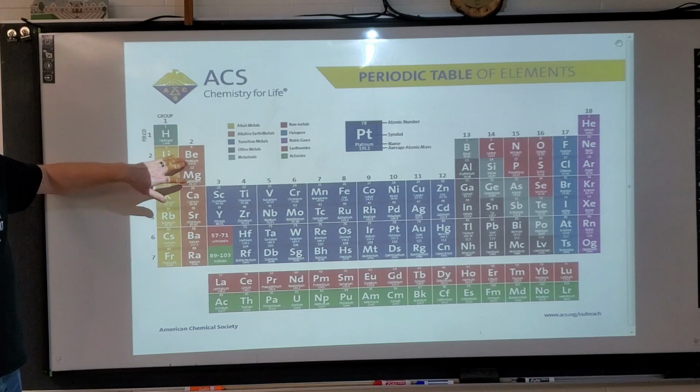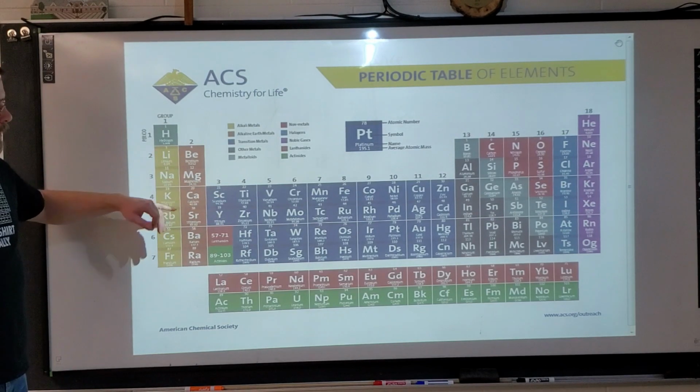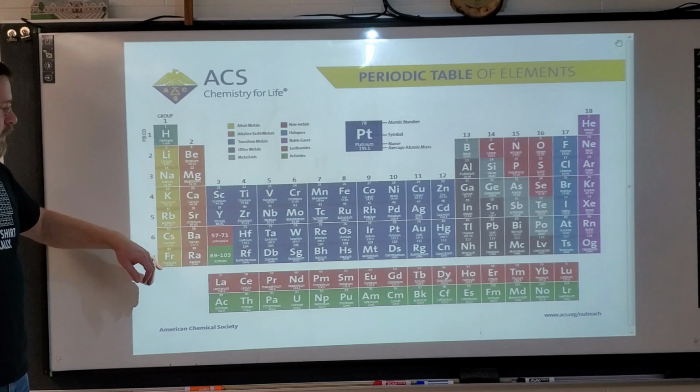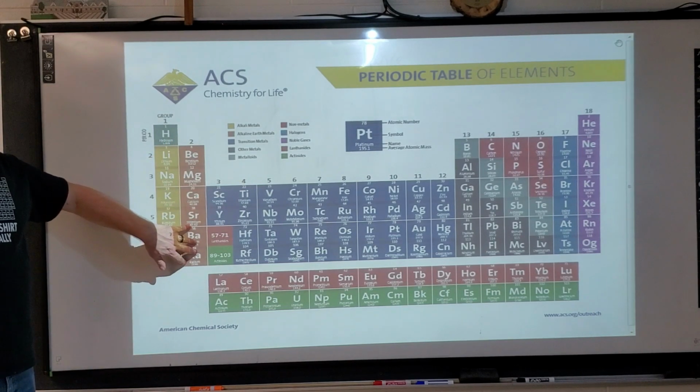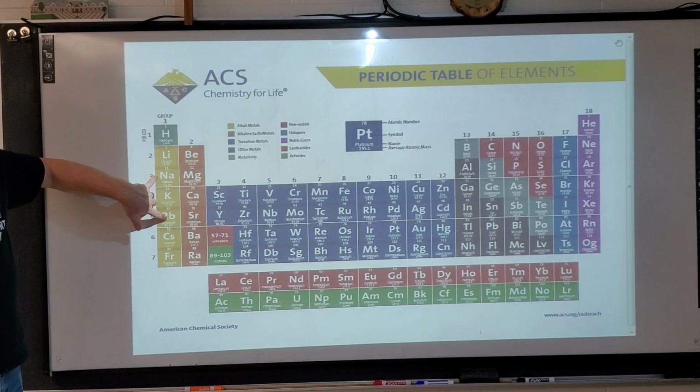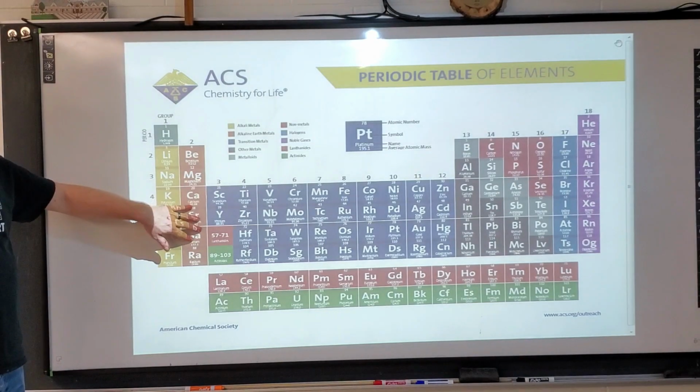Next to them are the alkaline earth metals. So there's beryllium, magnesium, calcium, barium. These guys are also very reactive, not as much as the alkali metals, but the alkaline earth metals are very active and also are never found on their own in nature.